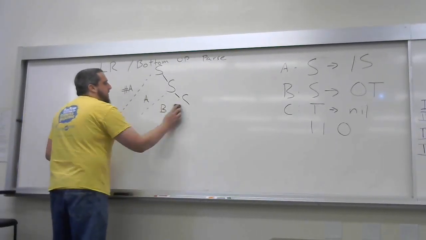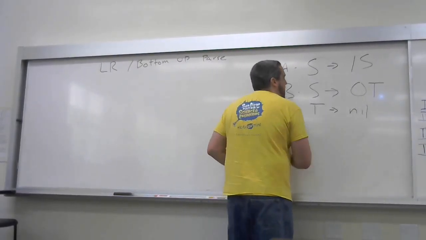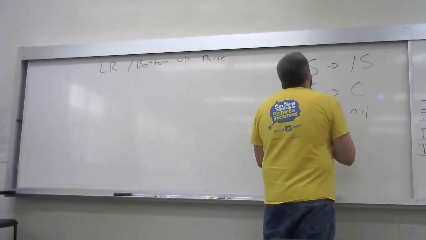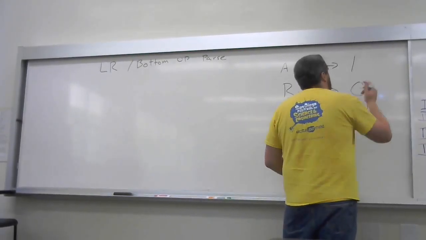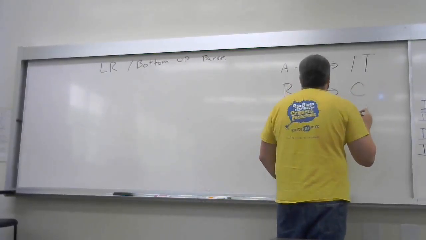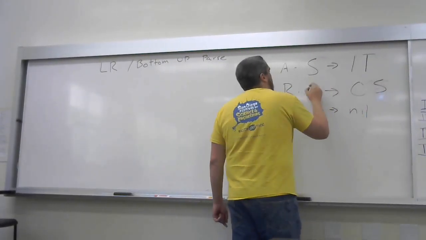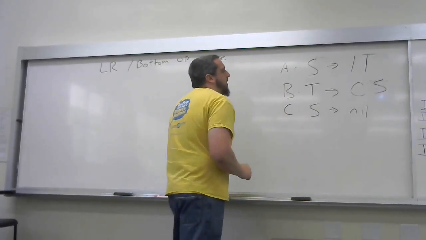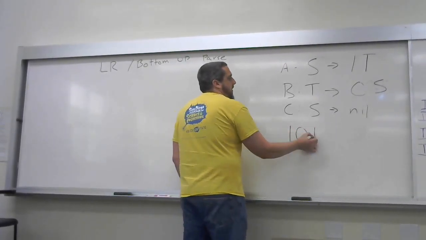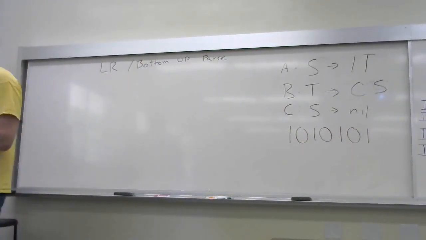Go ahead and generate the tree. Let's do, what does the parse tree look like for that left-right parse before it fails?